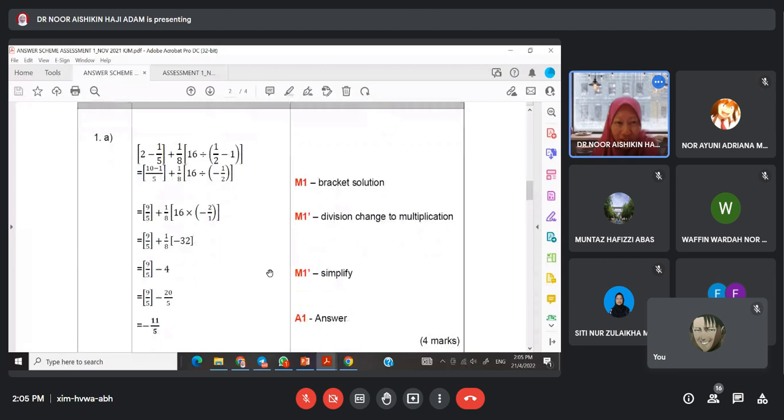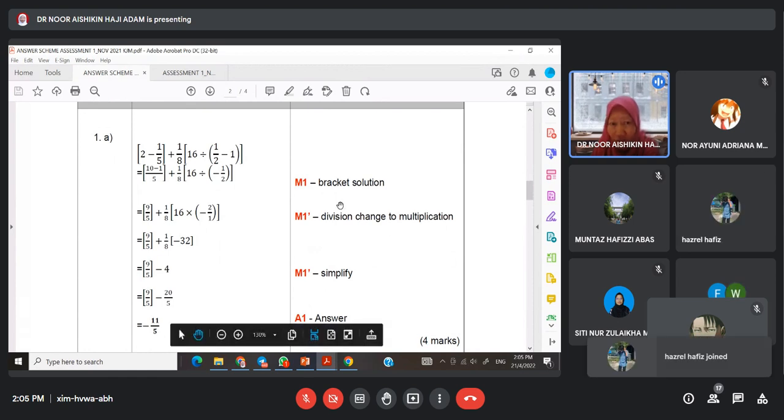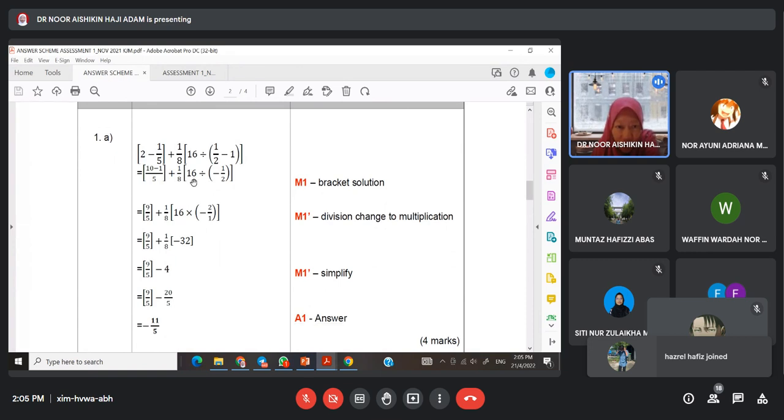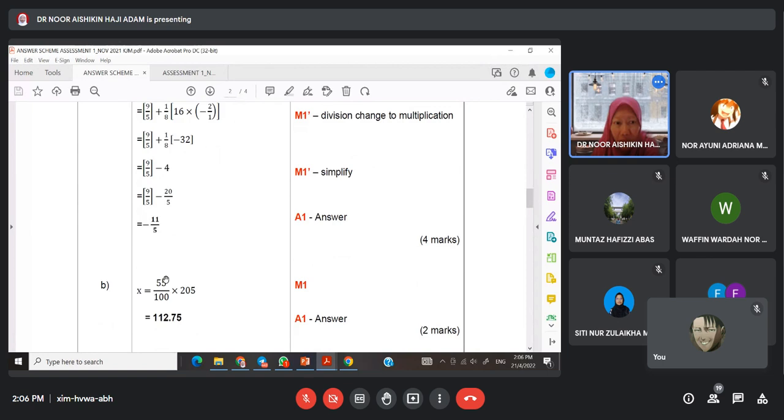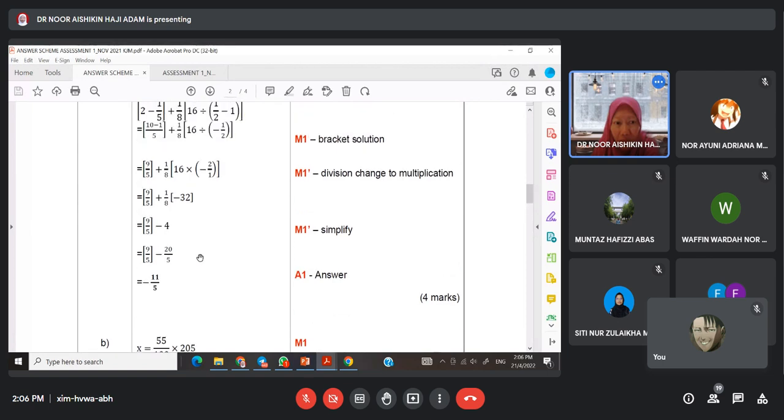Oh, okay. There you go, negative 11 over 5. So what do you need to do? You can see how the marks are given. First of all, you need to follow the order of precedence that I taught you before. Simplify the ones within the brackets first, and then you perform the division and multiplication process, and you simplify it, followed by plus and minus. So the answer is negative 11 over 5.